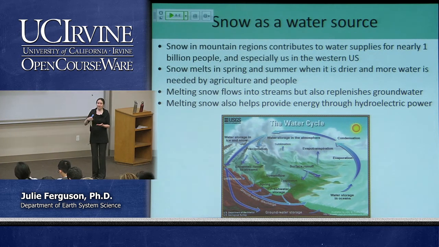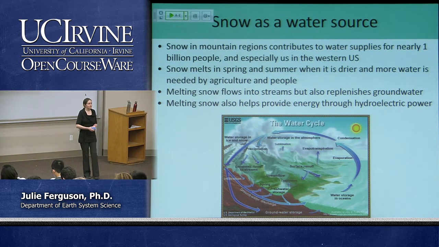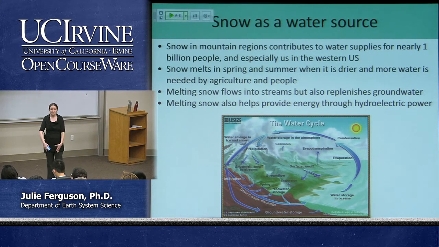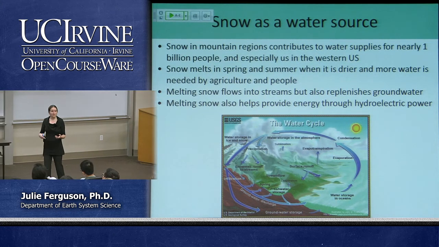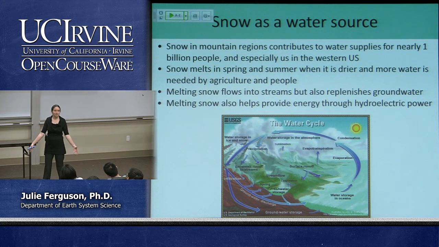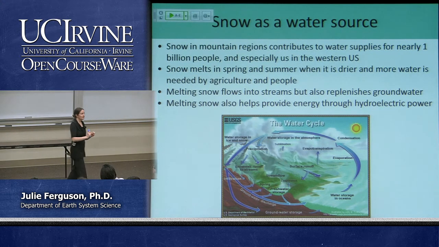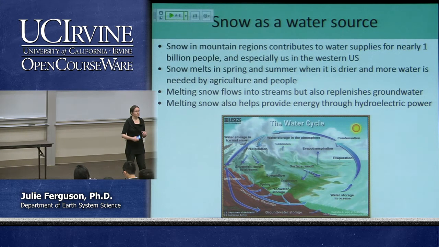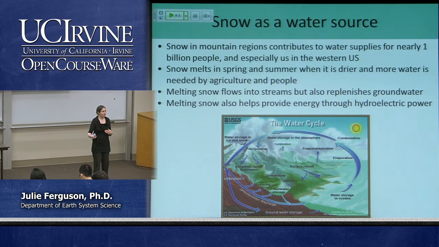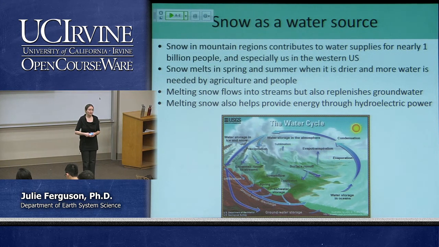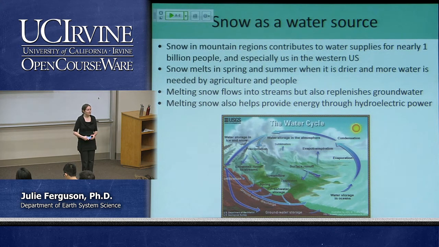And so that melting snow flows into streams, but also importantly, as it gradually melts, it seeps into the ground and replenishes that groundwater that we've mentioned a couple of times. That's all the water contained in the little spaces in our soil and our rock. And we are using that to make up the difference right now in California, and we're using it much more quickly than it's being replaced. So the fact that we have snowmelt that does that is really important also.